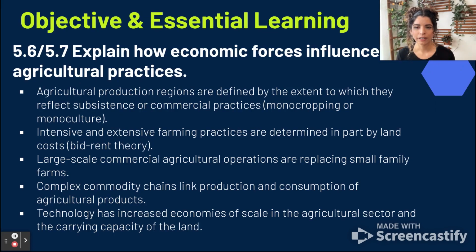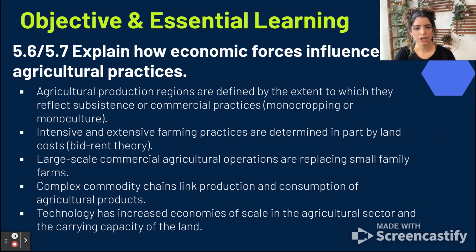So both of these involve explaining how economic forces influence agricultural practices. And there's a lot of elements to this. So things like agricultural production regions are defined by the extent to which they reflect subsistence or commercial practices. So whether farmers are growing for themselves and their families, or whether they're doing more mass large scale farming. Also, intensive and extensive farming practices have a lot to do with how much the land costs and how much transportation costs. So we're going to go through bid rent theory.